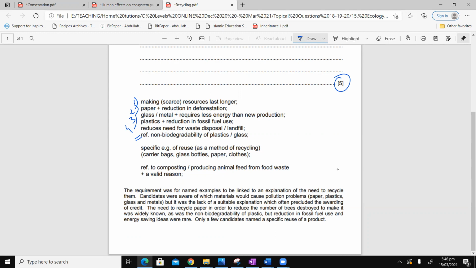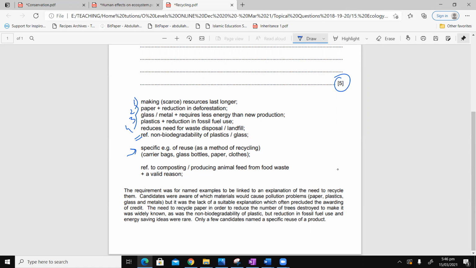Okay, and then of course it says specific example of reuse as a method of recycling. Carrier bags, glass bottles. आपको पता है पाकिस्तान में काफी ड्राइव शुरू हुई है जब से ये well, disclaimer, I'm not any pro against PTI, but you know that since the government came, one of the things that they advocated was green environment, which basically meant उन्होंने लिफाफे खत्म कर दिए, plastic bags.